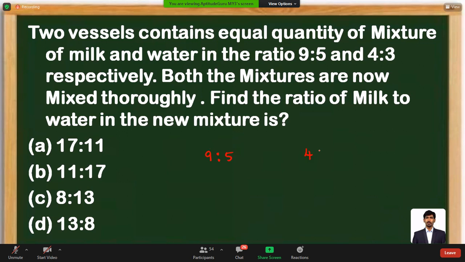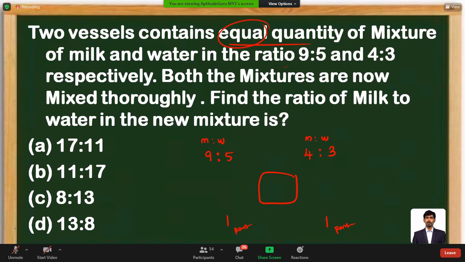Two vessels of equal quantity having milk and water in the ratio of 9:5, and milk and water in the ratio of 4:3. Both the mixtures are now mixed thoroughly. Find the ratio of milk and water in the new mixture. So they said equal quantity. That means if you take one part of this, you have to take one part of this. They are asking the cumulative value. This is not an allegation question. This is an averages question, because N1 and N2 values are given, they are asking the cumulative average.